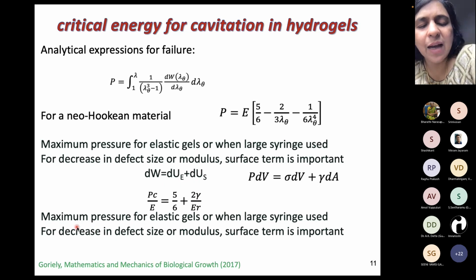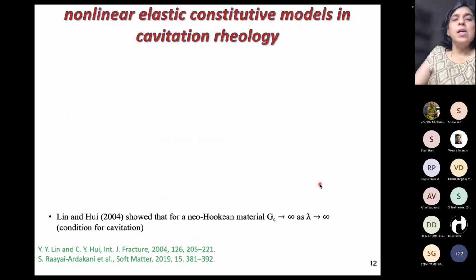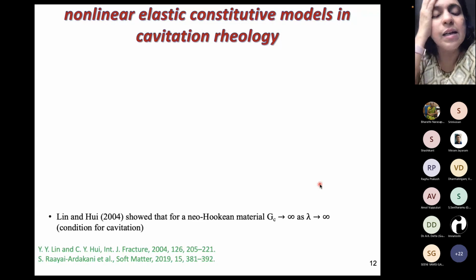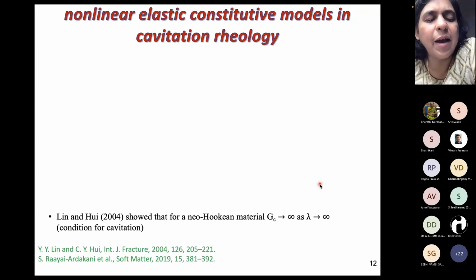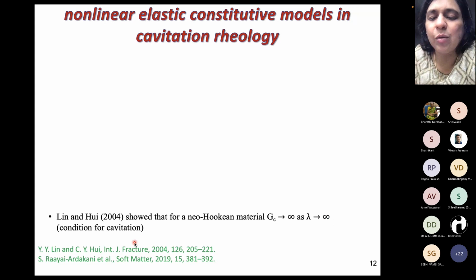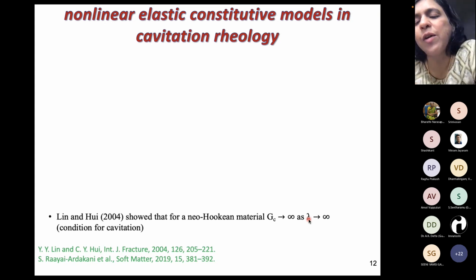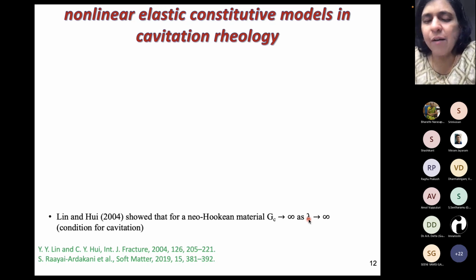So what we're saying is the maximum pressure for this elastic gel, or when the large syringe is used, is something that we have been able to see. But as we decrease the size of this needle, or we change the modulus, the surface energy term starts becoming much larger. When we went back, we saw that the neo-Hookean was not the greatest of models, but with the same relationship you can see that this GC term tends to infinity as lambda goes to infinity, which is actually the condition for cavitation. So lambda is the stretch, which is the ratio of changes in R with respect to the original R.